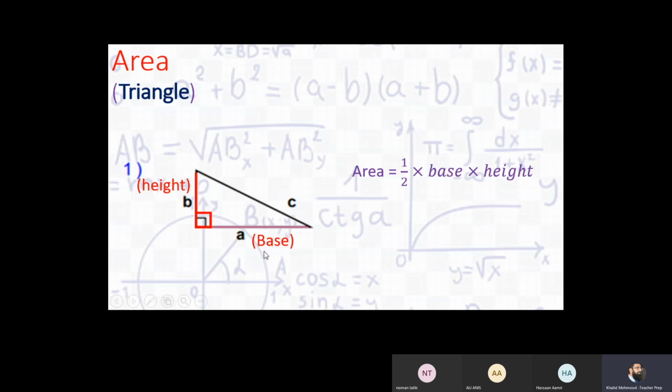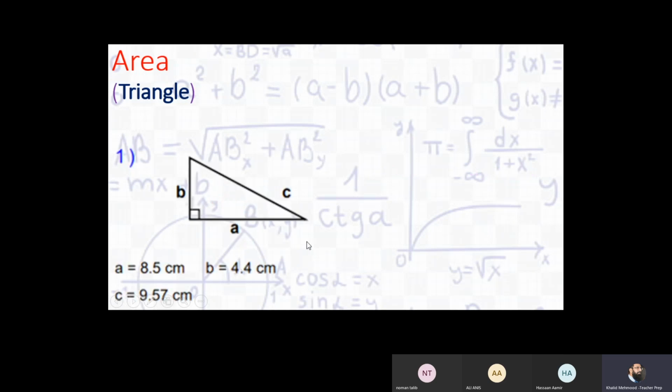If I am taking this side as the base, the vertical side will be the height. So this is the base and this will be the height of this triangle. The area formula will be the same. Now if we consider another side as the base, its perpendicular height will be the height. This will not be the height, B will not be the height, A will not be the height. The new length will be the height, which is the perpendicular reaching to the top of the triangle. So this will be the height and this will be the base.